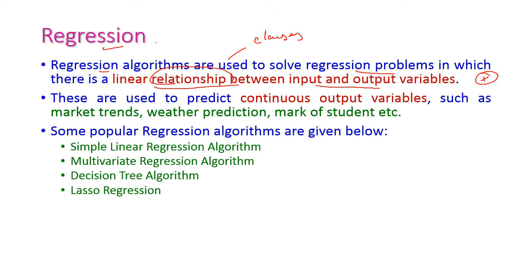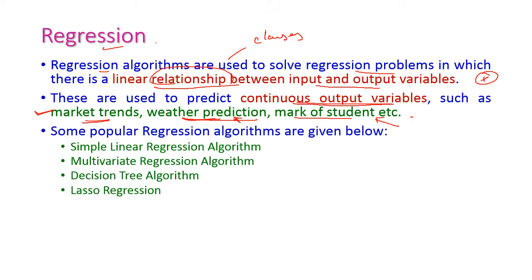It is used to predict continuous output variables, such as market trend. What is the current market Nifty value or BSE NSE value, right? And weather prediction, the temperature at a particular time. The temperature means we have to give the current temperature, not sunny, rainy, cloudy and so on. We have to give the exact temperature here. And marks of a student, marks means we have to give the exact mark, right? So the output will be a linear value, not a classified value. So this is called regression.